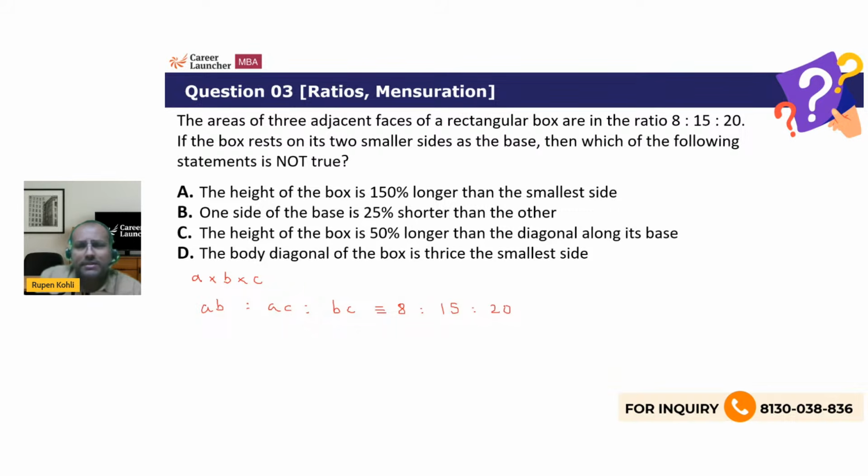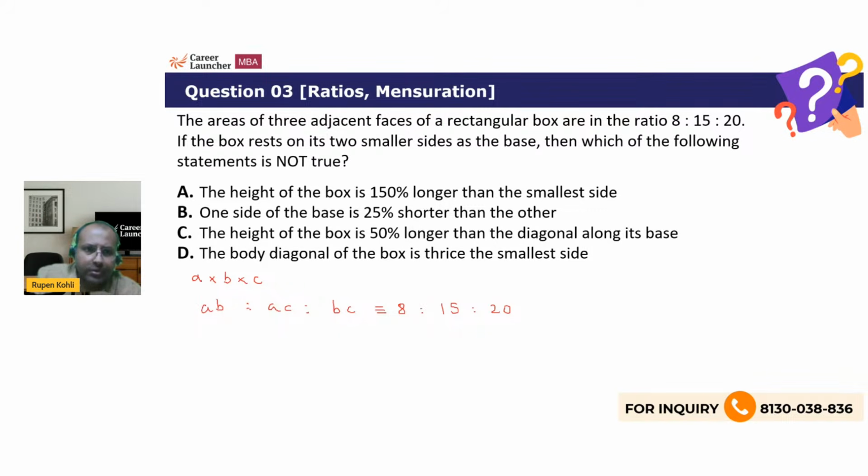Now from here, obviously our objective is to conclude what a is to b is to c. So that's why it's a question of ratios as well as mensuration, right? So we have to simplify this ratio. What is the best way? It can be done in many ways. I will present the simplest one. We know that a ratio remains unchanged when we multiply or divide throughout by a common constant.